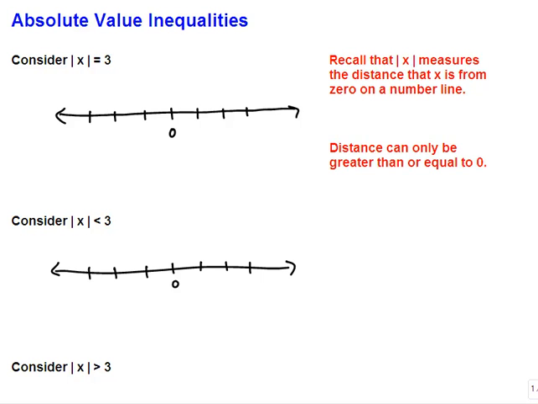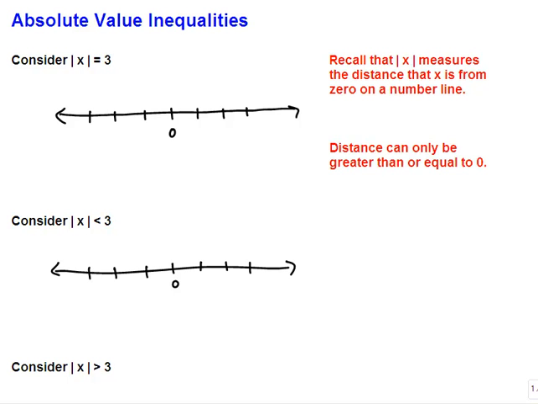Your solutions are going to be intervals, and we're going to start by first reviewing the fact that absolute value of x, most of you know, probably just takes a number x and makes it positive. However, what it really is measuring is the distance that x is from 0 on a number line. So absolute value of x actually measures a distance. And since we know that distances can only be positive or 0, that's going to help us determine these absolute value inequalities.